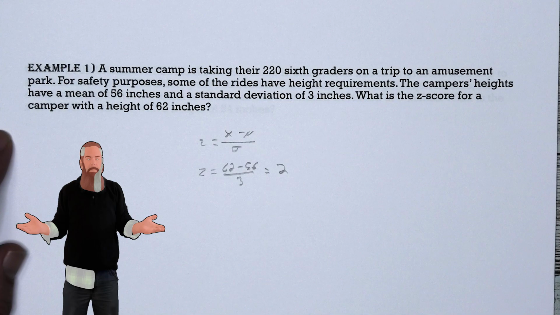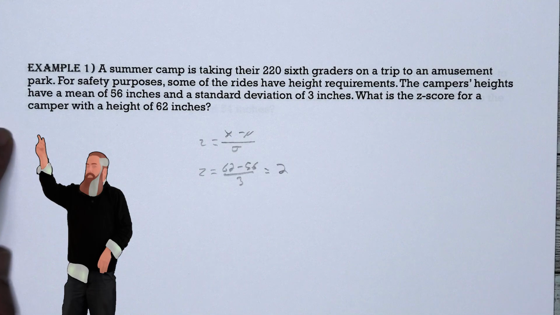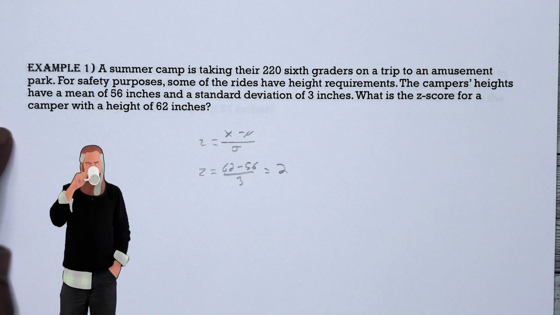The z-score for the raw score of 62 is 2. This can be interpreted as 62 is 2 standard deviations above the mean. You can think of the standard deviation as a unit of measure whenever you work with z-scores.